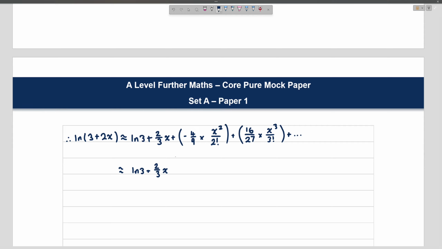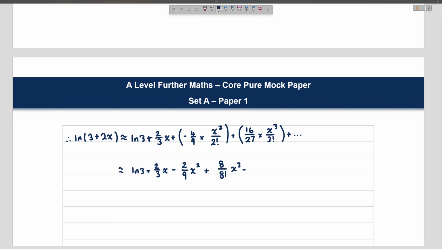This would simplify here to give us minus 2 over 9 x squared. And then finally for the very last term, the term in x cubed, 16 over 27 times x cubed over 3 factorial. This just simplifies here to give us 8 over 81, so 8 over 81 x cubed there.